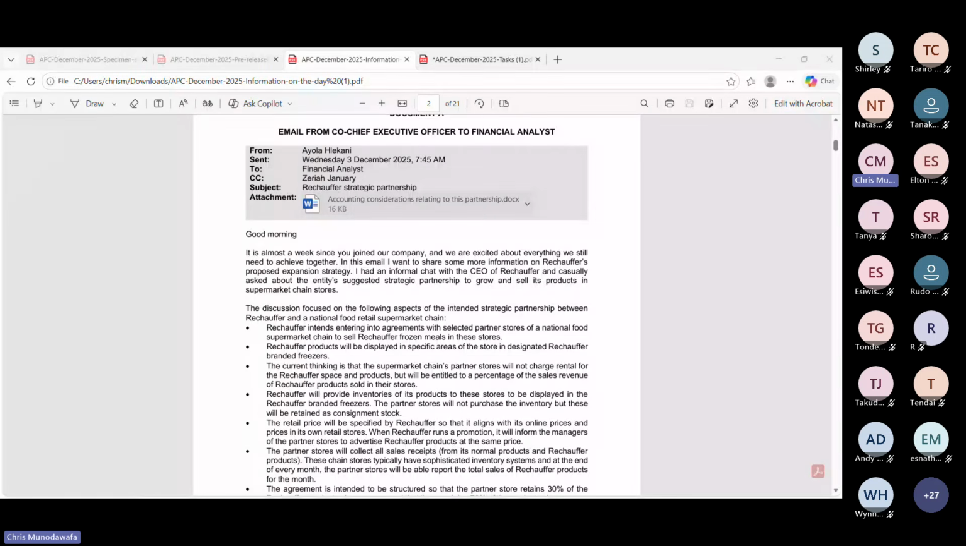So please, the task just gives you a guideline. But my real issue is that I need to go back to the scenario. As I am reading through the scenario, team, I need to identify all the asks. In almost a week since we joined our company, we are excited about everything. In this email, I want to share some more information on the proposed expansion. And I had an informal chat with the CEO and casually asked about any suggested strategic partnership to grow and sell its products in the supermarket chain store.